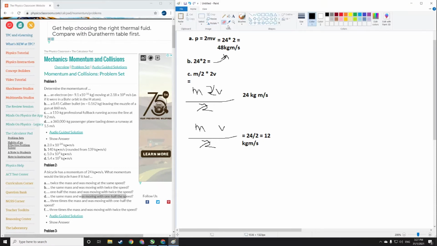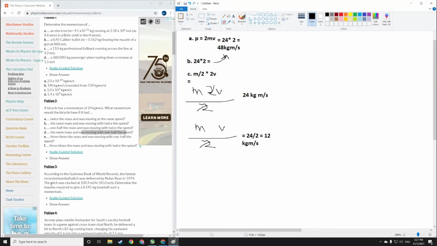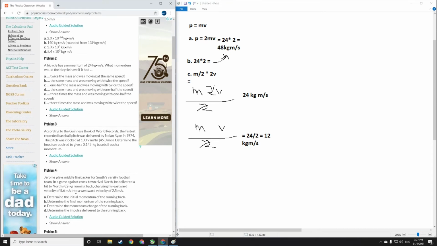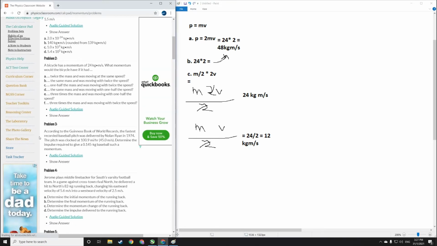Okay, now try this one. According to the Guinness Book of World Records, the fastest recorded baseball pitch was delivered by Nolan Ryan in 1974. The pitch was clocked at 100.9 miles per hour, 45 meters per second. Determine the impulse required to give a 0.145 kilogram baseball such a momentum.